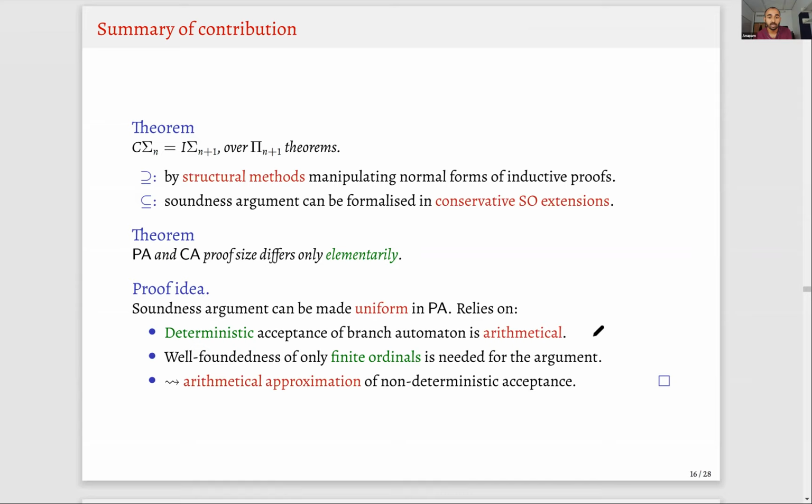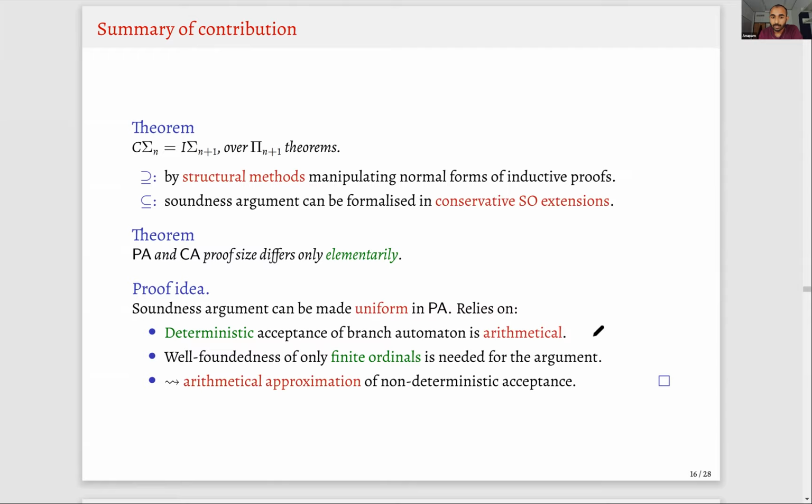Secondly, it's quite important that we use only well-foundedness of finite ordinals, i.e. just the natural numbers in this argument, because it allows us to talk about, instead of acceptance for a non-deterministic automaton, an approximation of acceptance, which suffices to carry out the soundness argument and crucially is arithmetical. So usually acceptance for a non-deterministic automaton is a very logically complex property. It has a second order quantifier: there exists an infinite accepting run such that, and so on. Whereas here we can get away with arithmetic formulas.